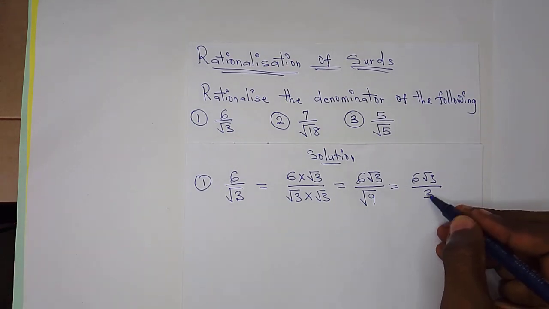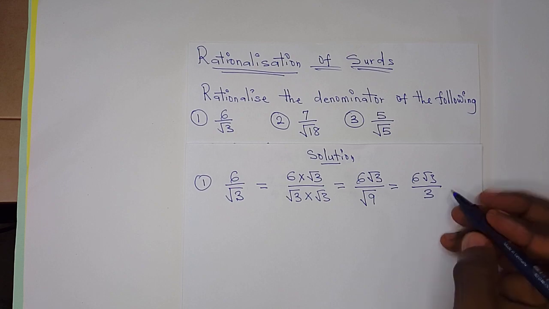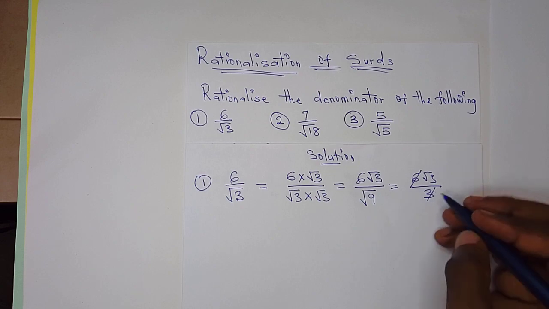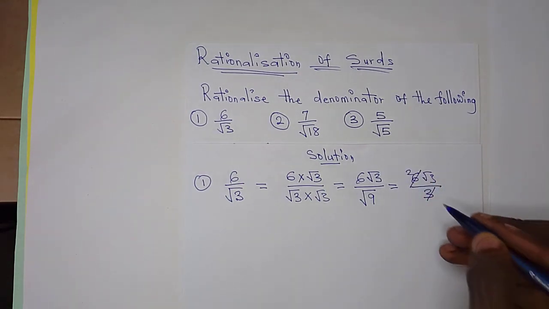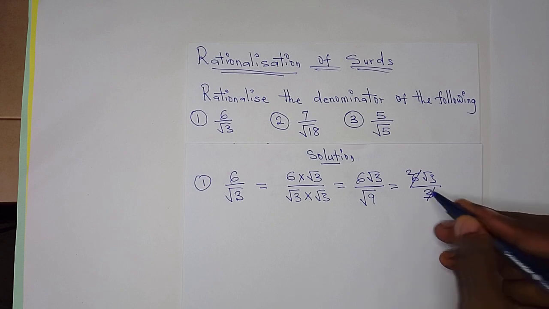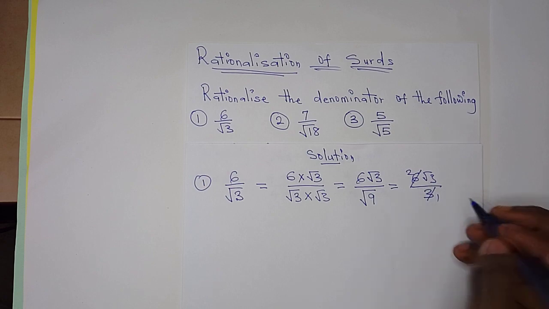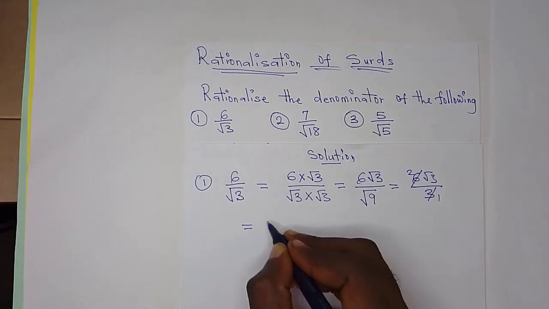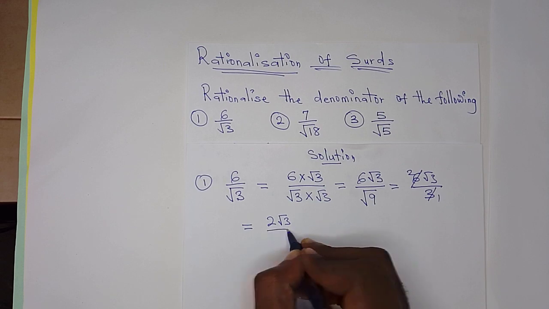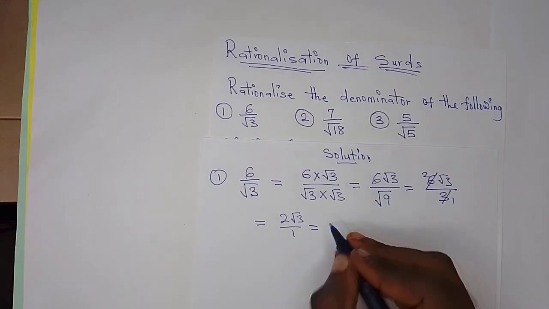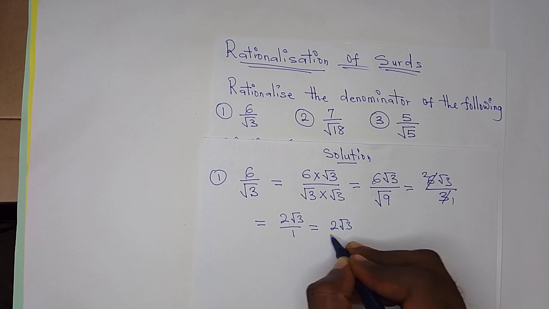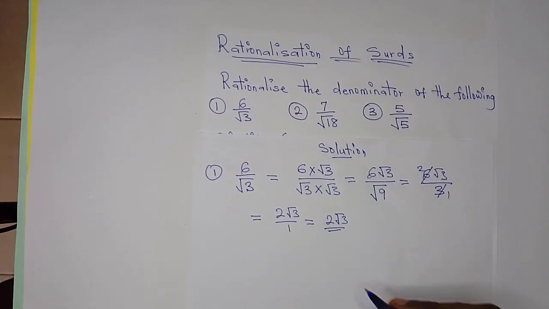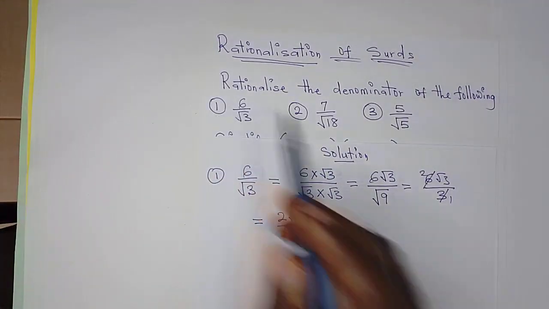Now, we can further bring this down to lowest terms by saying 3 cancels itself, and cancels 6 two times. So when 3 cancels itself, that will be 1, and anything divided by 1 will give you that same thing. So here we have 2 root 3 all over 1, which is equal to 2 root 3. So this will be our answer for number 1 question.